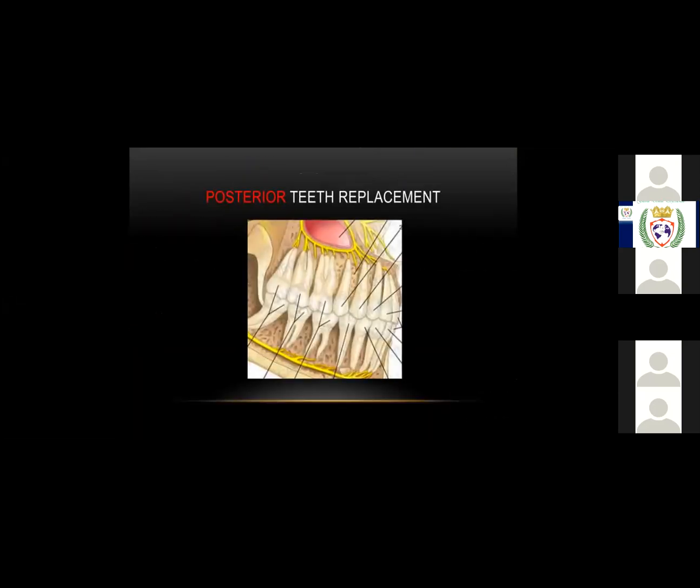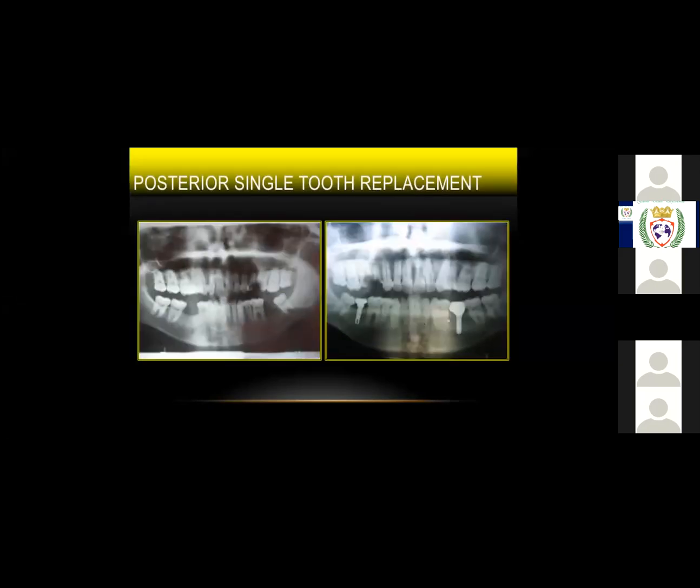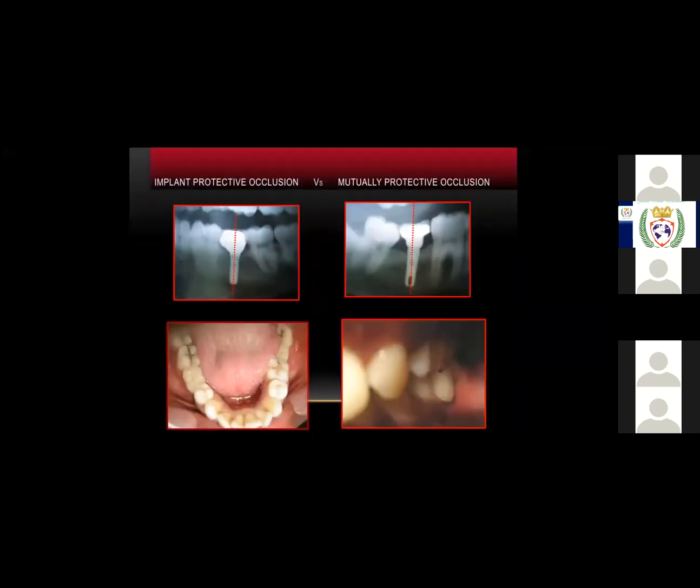And finally, I'll just skip this because we don't have time. Then finally, a very important last point I want to tell is occlusion biomechanics, one of the much neglected topics. So whenever we put an implant, make sure you put it on the implant and the tooth on the long axis. Both should have one single axis, so the forces are dissipated along the long axis of the tooth.